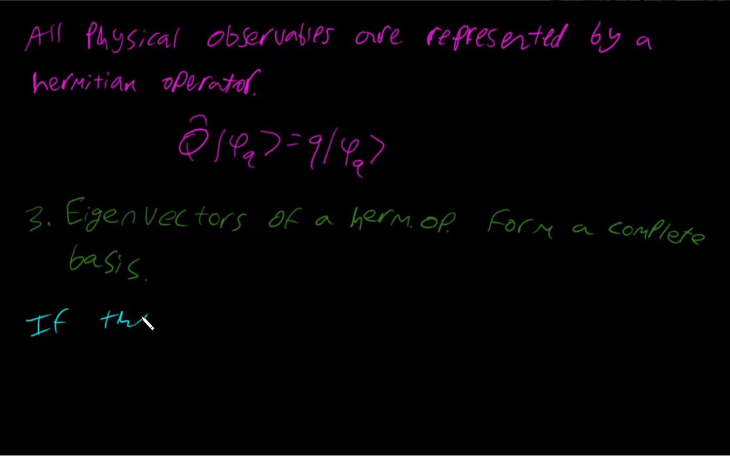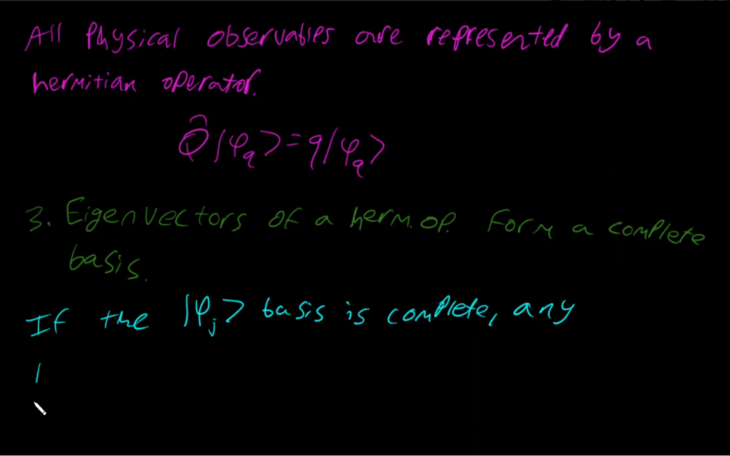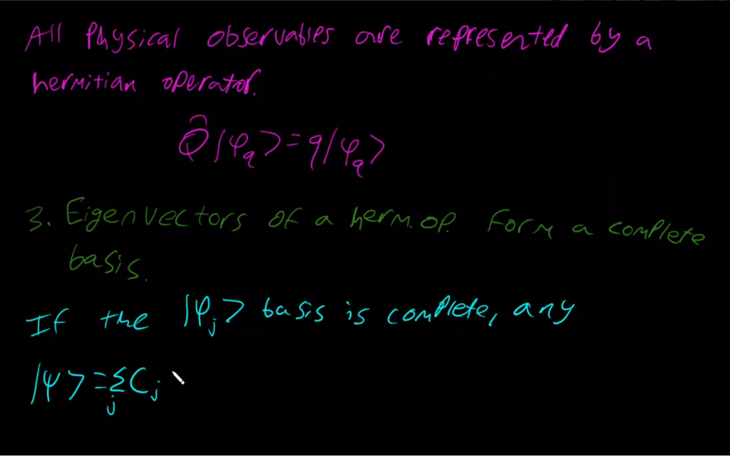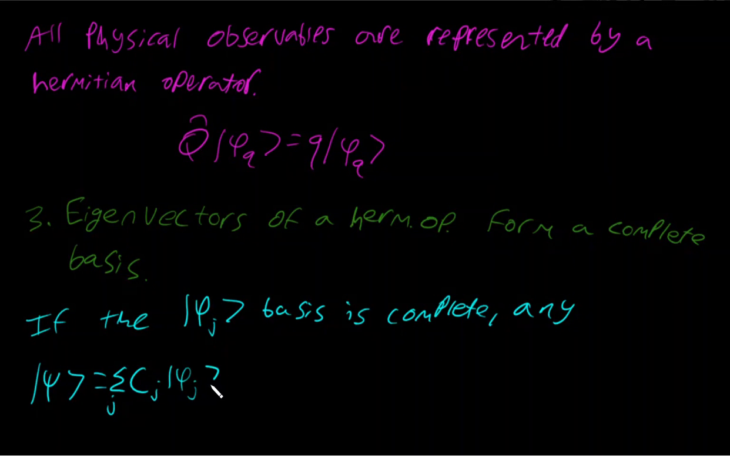If the phi sub j basis is complete, any psi can be expressed as, right, the sum over all possible values of j, c sub j, phi sub j, right? This is what it means for the basis to be complete, right?